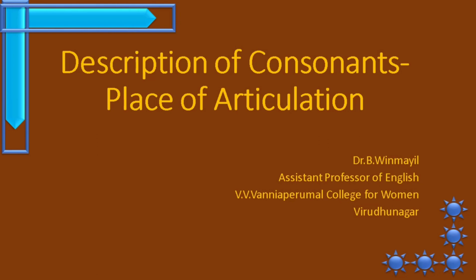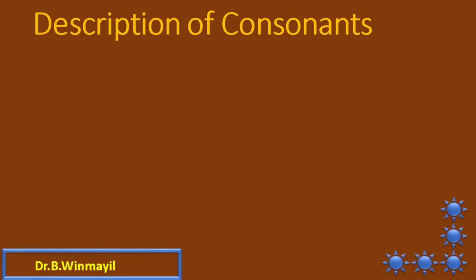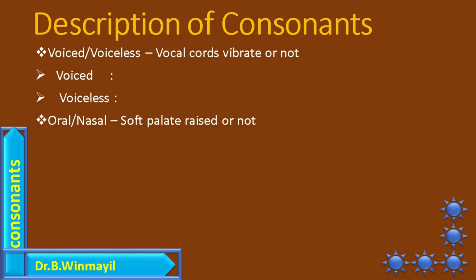Today we are going to see description of consonants, in which we are going to see the place of articulation of consonants. In phonetics, description of consonants is very much important. When we describe a consonant, we have to indicate whether the sound is voiced or voiceless, that is, whether the vocal cords vibrate or not. Based on this, we have the subdivision of consonants such as voiced consonants and voiceless consonants.